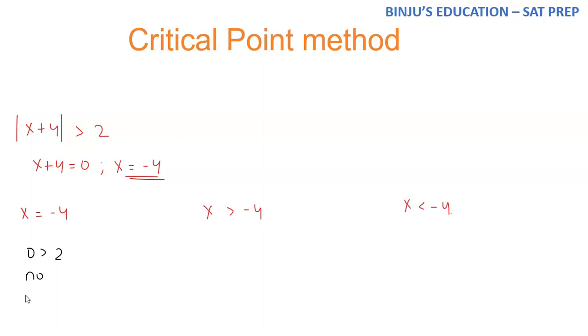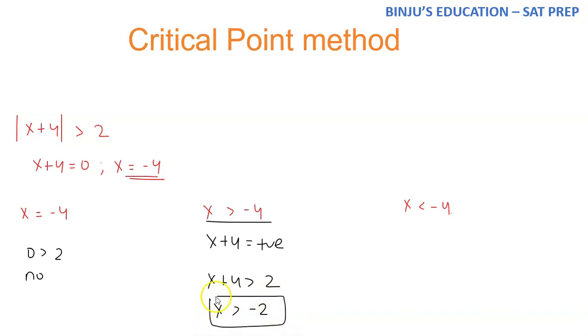Second case is take x to be greater than negative 4. Now when you say greater than negative 4, you're looking for values like minus 3.5, minus 3, and so on and so forth. So if x is greater than negative 4, then x plus 4 will be positive. So I don't have to worry about the sign when I'm going to open the modulus part of mod of x plus 4. So if x plus 4 is positive, I can simply say x plus 4 will be greater than 2, or from here you will get x is greater than minus 2.